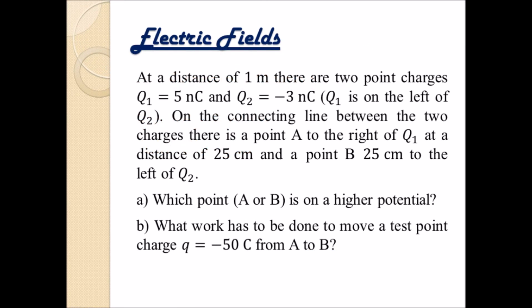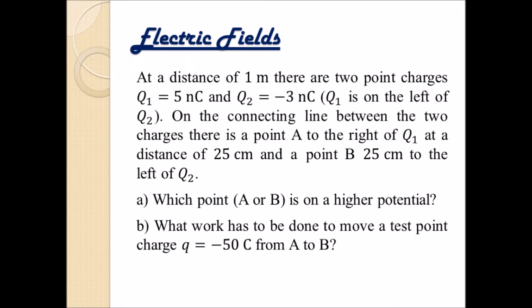The question is, at a distance of 1 meter there are 2 point charges. Q1 equals 5 nanocoulomb and Q2 equals minus 3 nanocoulomb. Q1 is on the left of Q2. On the connecting line between the two charges there is a point A to the right of Q1 at a distance of 25 centimeters and a point B 25 centimeters to the left of Q2.